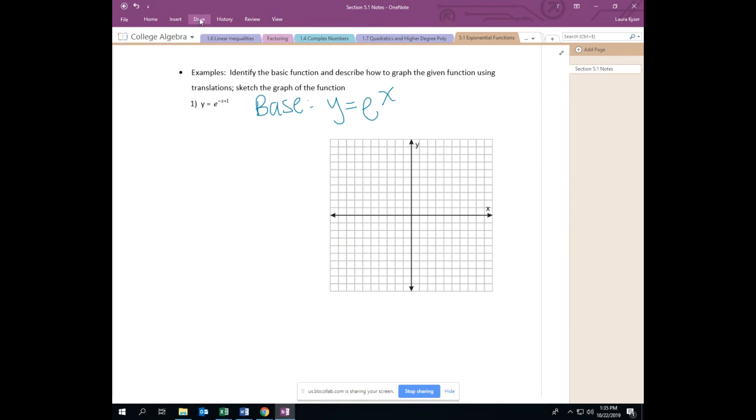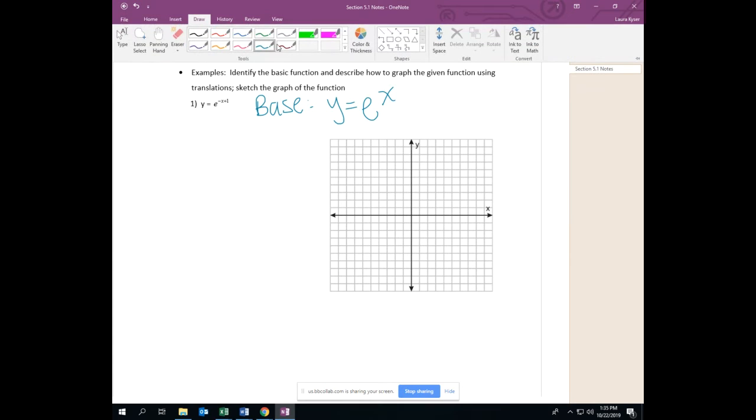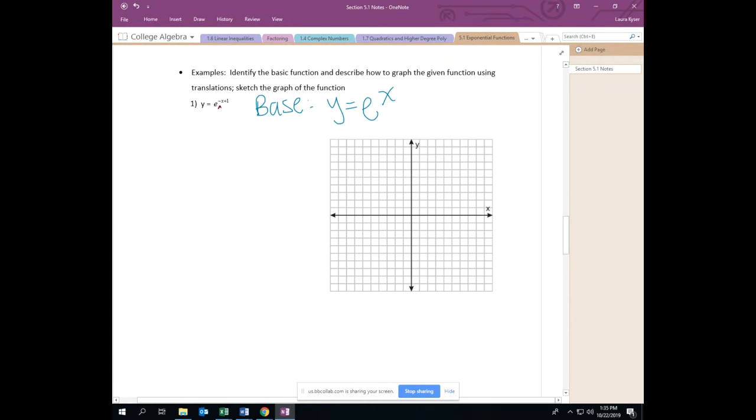Our new function has 2 things added into it in addition to what is in the base function. The first thing that is added in here is a negative in front of the x. And the second thing that is added in is a plus 1 after the x. Notice that both of the added pieces are found in the exponent because that's going to make a difference. Pieces that are found in the exponent mean one thing and pieces that are outside the exponent mean something else.